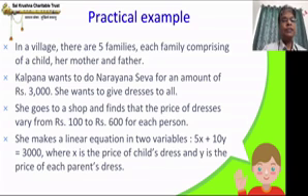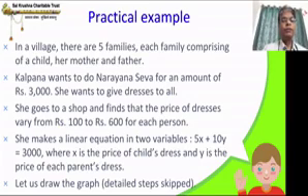And each dress value, that is, the child's dress will be the same for all 5 children, as well as all 10 parents' dresses will be the same. So 5x plus 10y equal to 3000 is the equation. Now we are going to draw a graph for this.